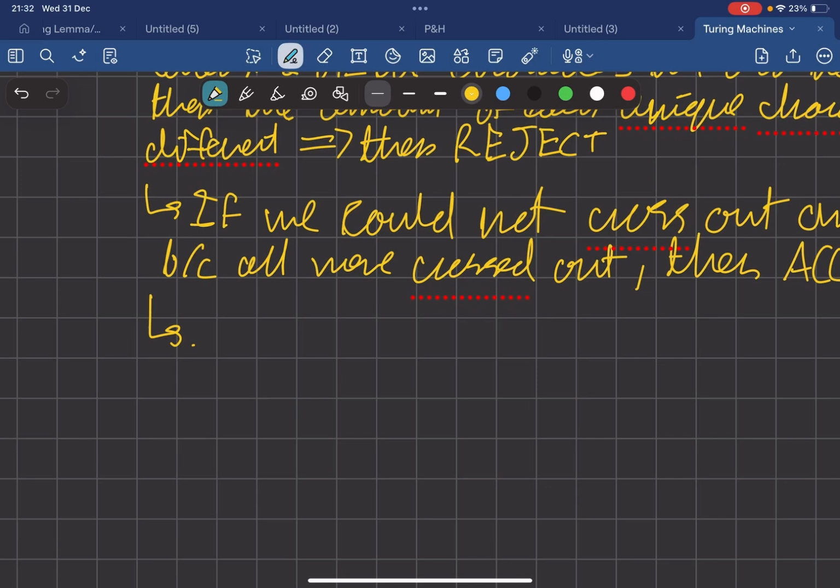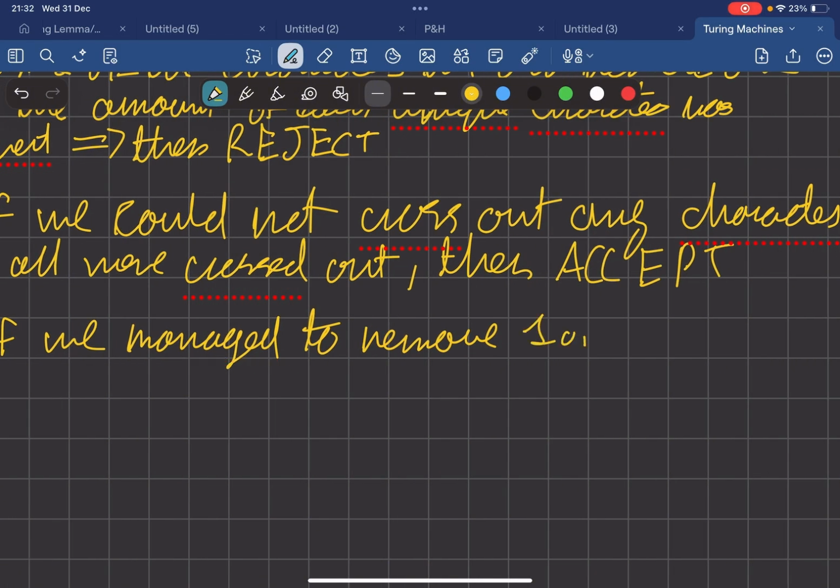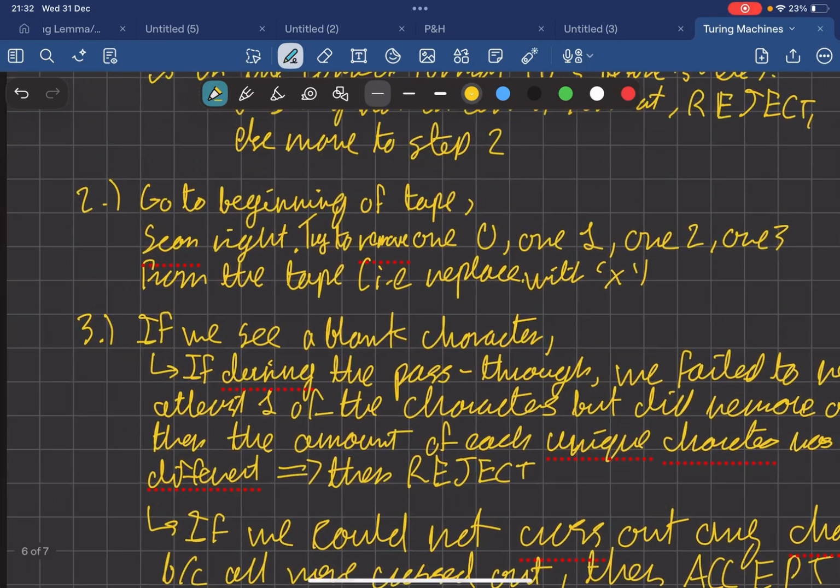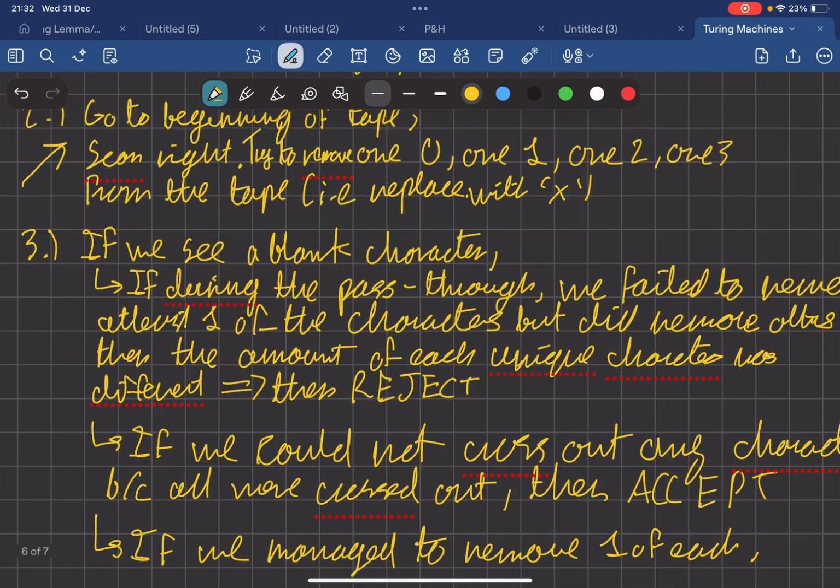Otherwise, the other case is that we manage to remove one of each. Then we go back to step 2 and do the pass-through again.